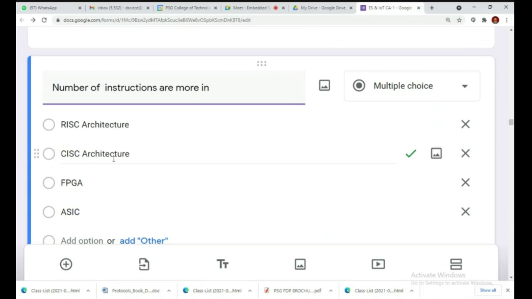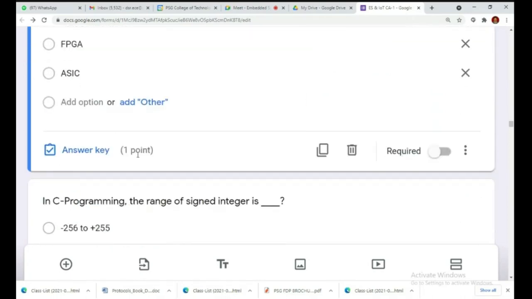Okay, so the 8051 and 8085 microprocessors use CISC architecture. The 8051 uses CISC architecture because it has more than 240 instructions. But reduced instruction set architecture has less than 100 instructions, right? Our PIC microcontrollers use RISC architecture, which has only 72 or 36 instructions. The number of instructions is more in CISC architecture. CISC architecture is the right answer.